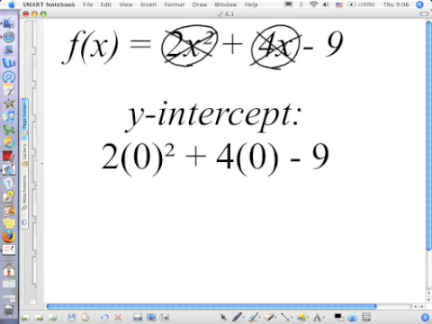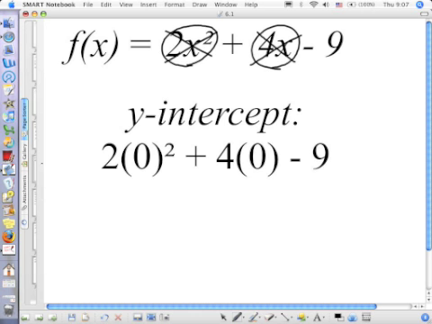And is that always going to happen? Yes. It's just going to get rid of all the terms that have an x in it. So there's no calculating here either. You remember in the equation of a line, y equals mx plus b, the constant was always our y-intercept? Same thing here. Your constant is your y-intercept, negative 9.